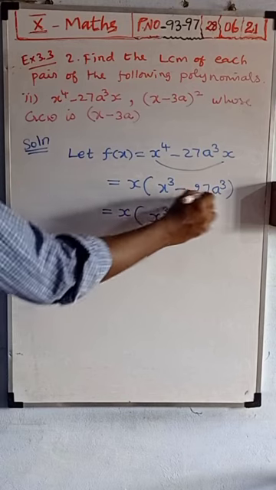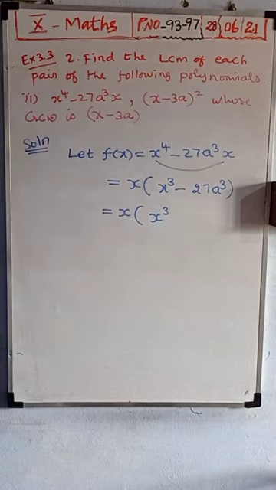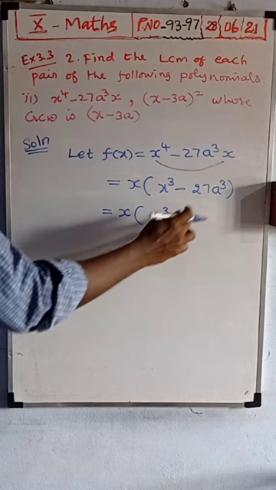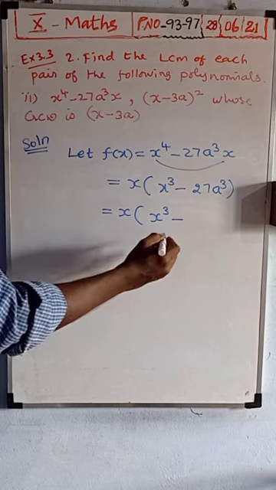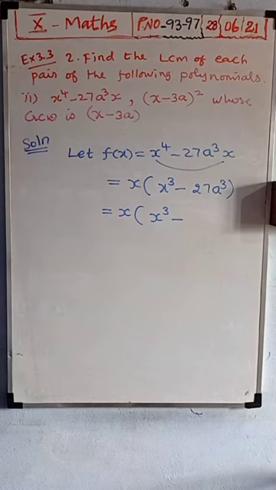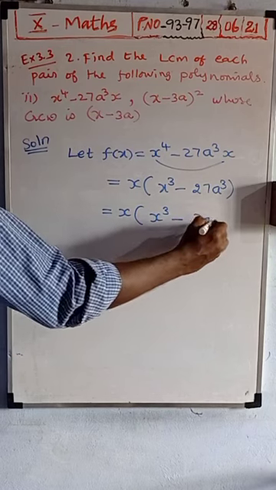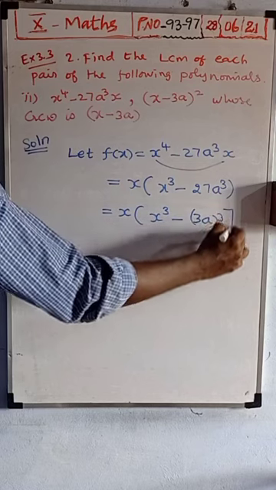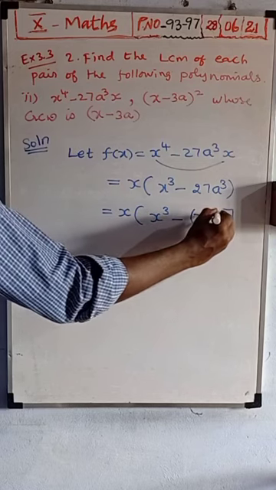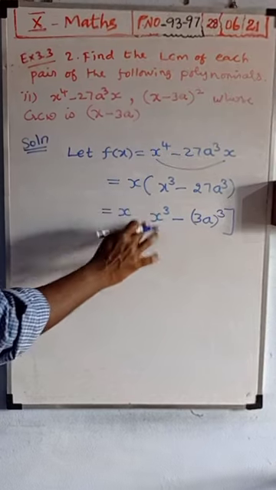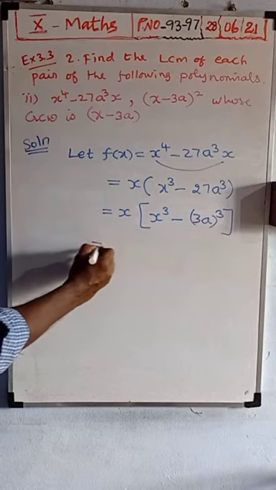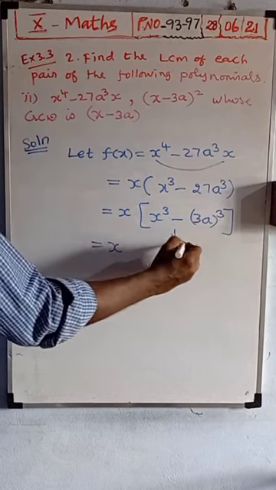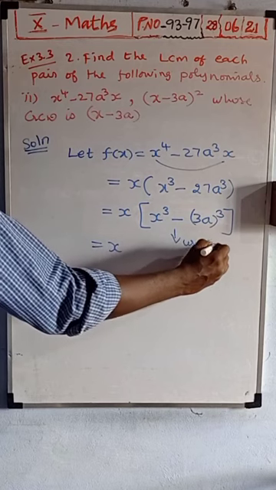Now, because x went outside, again it is possible for this bracket, x cube minus 27a cube, to change using the a cube minus b cube formula. So x cube is x cube, and 27a cube we can change into 3a to the whole cube, since 3 3s are 9, 9 3s are 27. Next, here we want to use the formula.